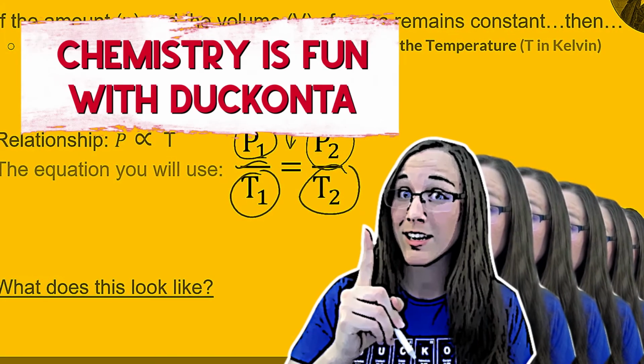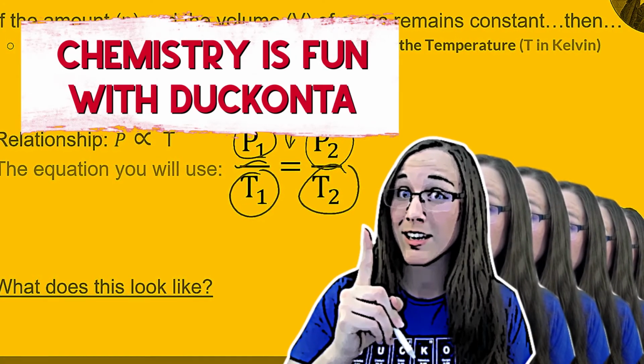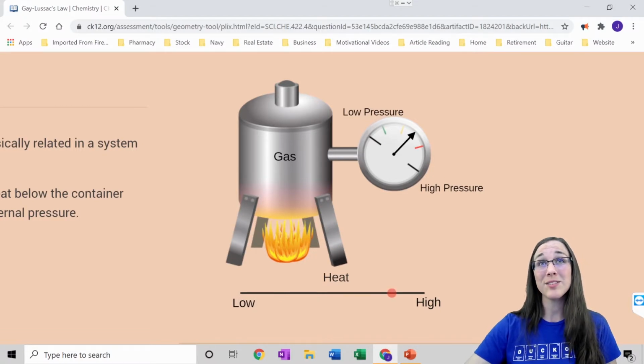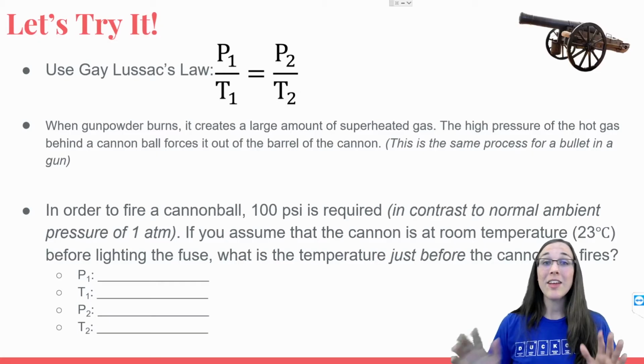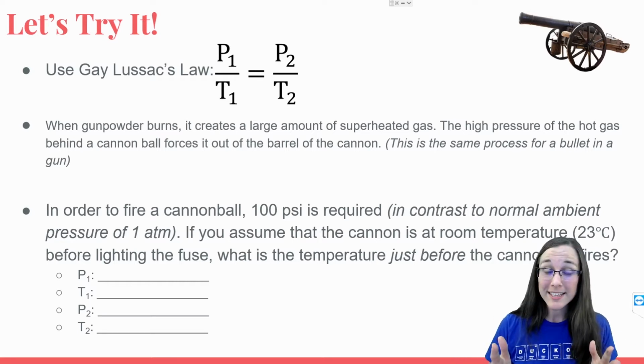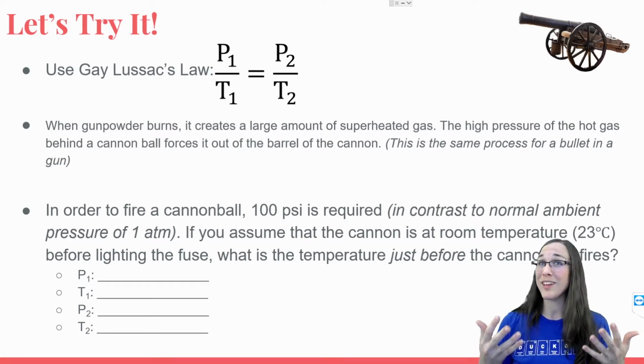So basically, if I increase the temperature of this pot from low to high, we can also see that the pressure is moving up on the little indicator there. If I go back down and decrease the temperature, my pressure also decreases. Now that you have an idea of what Gay-Lussac's law is, let's go ahead and solve this problem involving cannons.